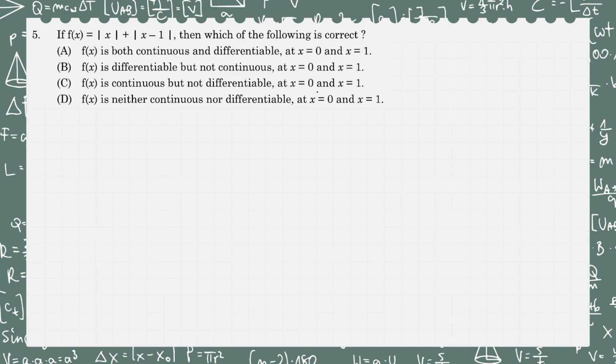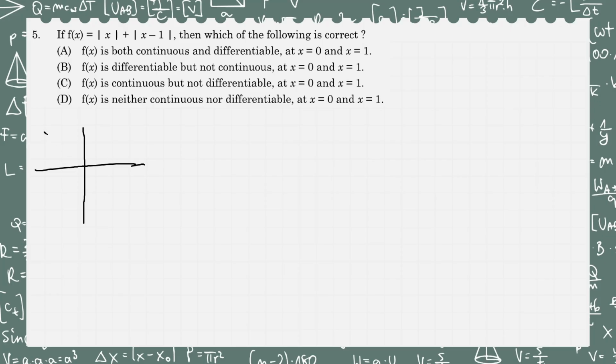Let us go to sum number 5. If f of x equal to modulus of x plus modulus of x minus 1, then which of the following is correct? Option A, f of x is both continuous and differentiable at x equal to 0 and x equal to 1. Option B, f of x is differentiable but not continuous at x equal to 0 and x equal to 1. Option C, f of x is continuous but not differentiable at x equal to 0 and x equal to 1. Option D, f of x is neither continuous nor differentiable at x equal to 0 and x equal to 1. So before doing this, let us try to draw the graph of the modulus x function.